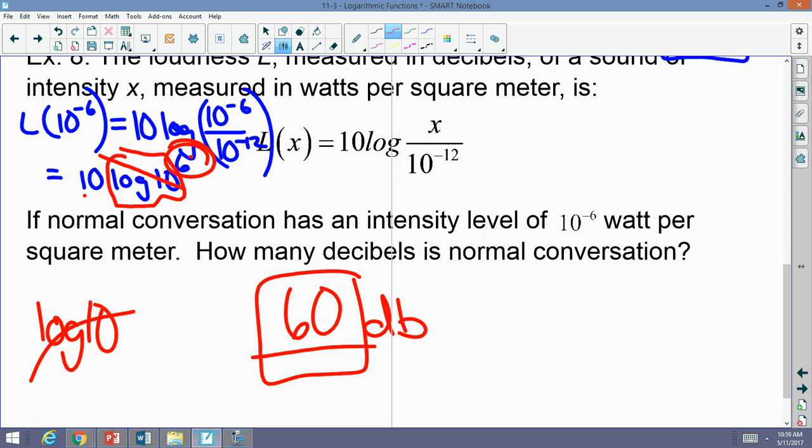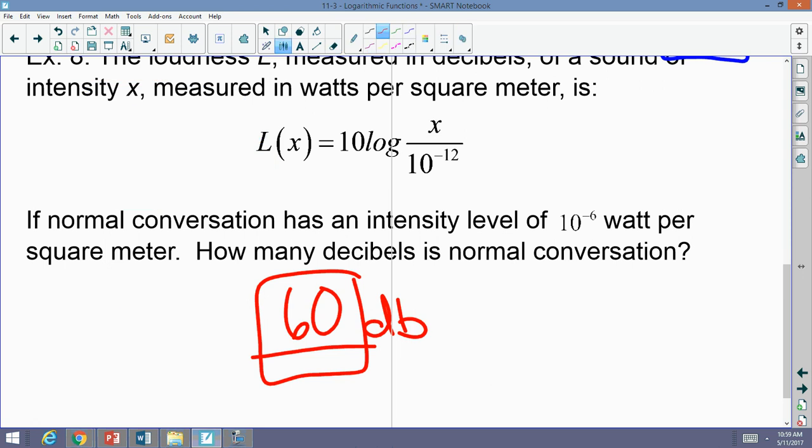Do you promise? Yes, sir, my brother. Come again? Well, because I just followed the formula. Okay, thank you for your honesty.